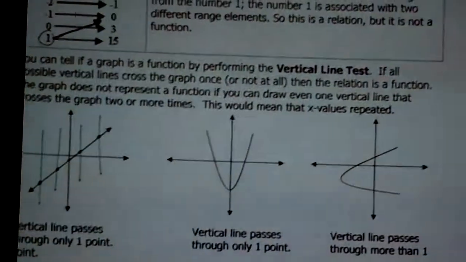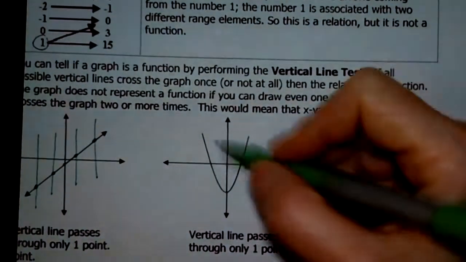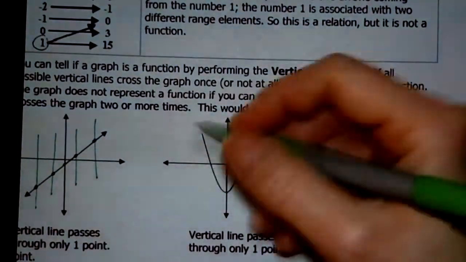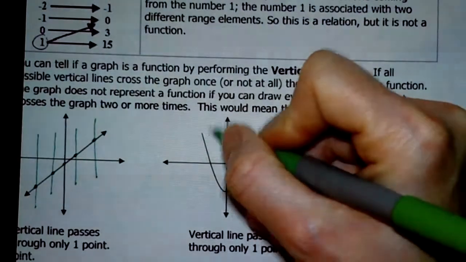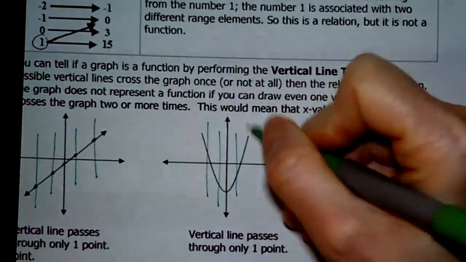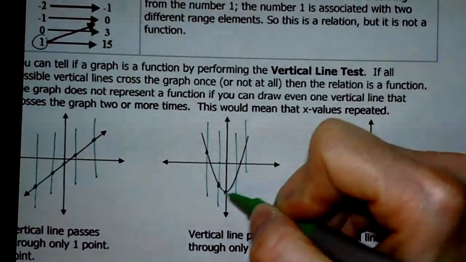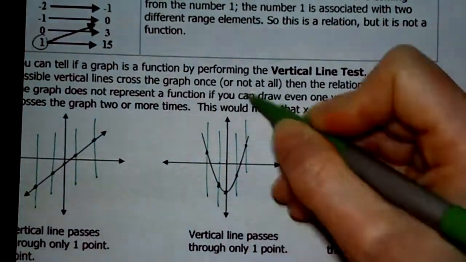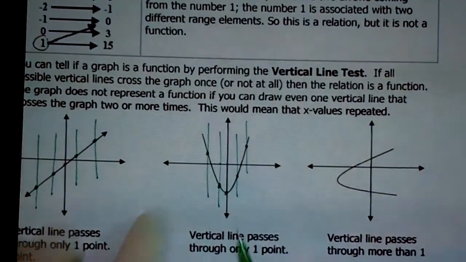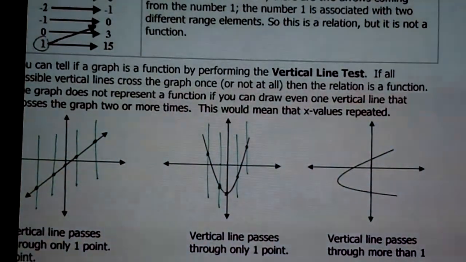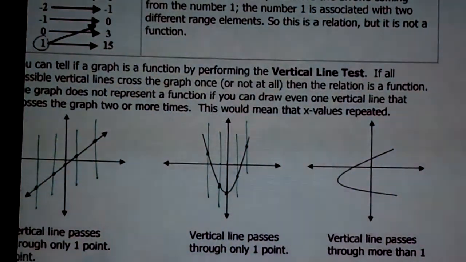Take a look at this next one. This is going to happen to you soon, this lovely little graph. I won't let the cat out of the bag, but you'll see soon. When I draw my vertical lines through this one, I can see that when I draw the line, it only touches this graph at one point. That means, yes, this is a function. There are no repeating x's.